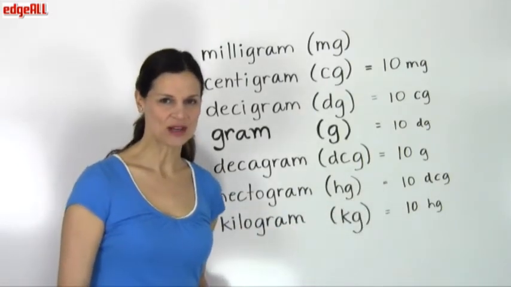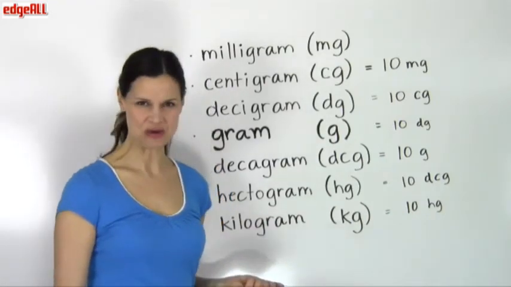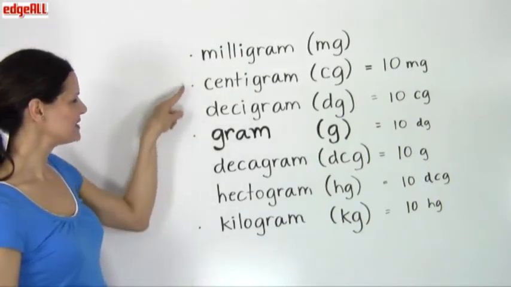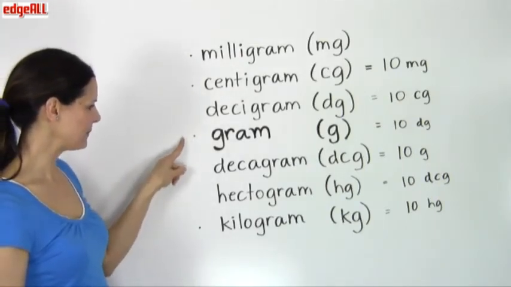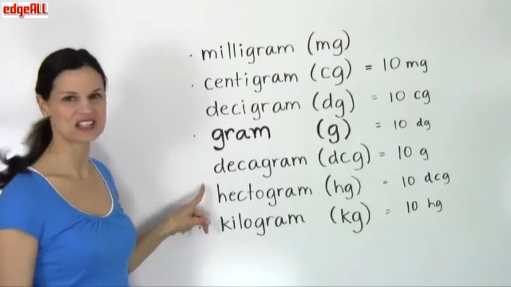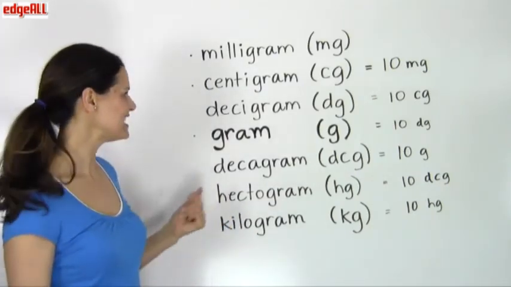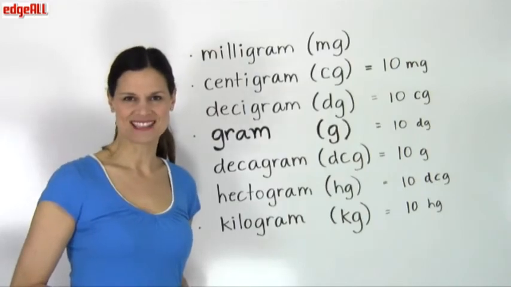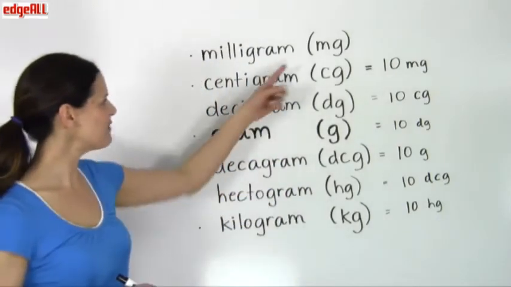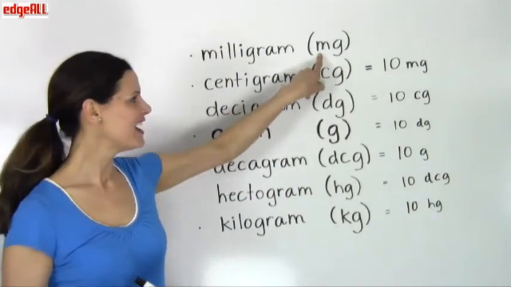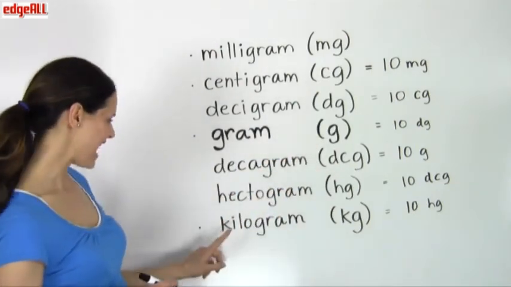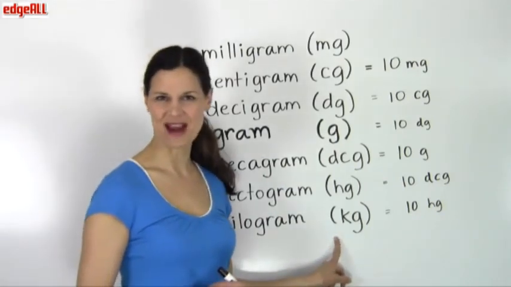The most popular, most commonly used of these measurements of mass are going to be the milligram, centigram, gram, and kilogram. You won't see decigram, decagram, and hectogram used as often as you'll see these other more commonly used measurements of mass. Medicine doses are often given and measured using milligrams. Food is often measured using grams. And body mass is often measured using kilograms.